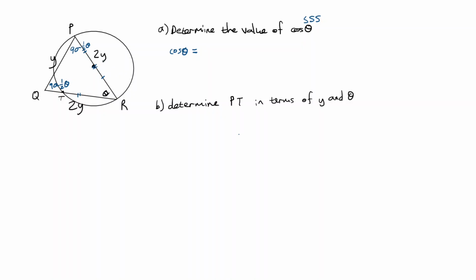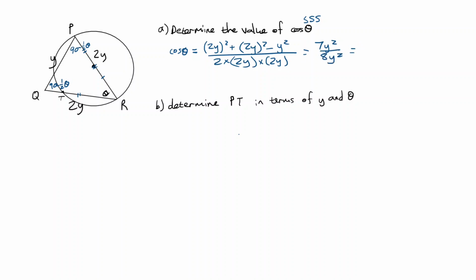I put the two sides next to theta. Let me call them the next door neighbors. So it's the one next door neighbor squared plus the other next door neighbor squared minus the one opposite squared, over 2 times the next door neighbors. That gives me 4y squared plus 4y squared, 8y squared, minus y squared is just 7y squared. 2 times 2 times 2 is 8y times y squared.